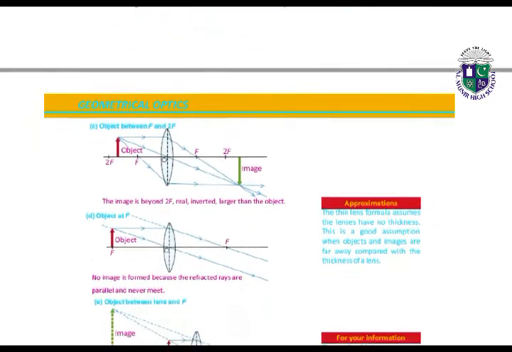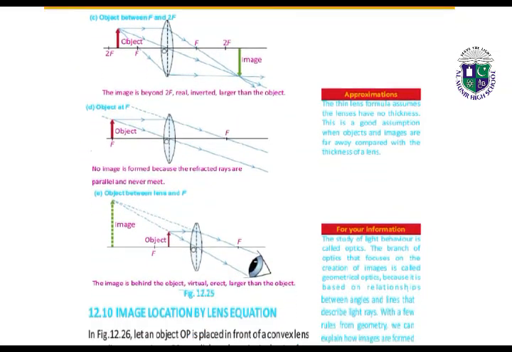And if we place the object between F and 2F, the image is beyond 2F, and the image will be real, inverted and larger than the object.